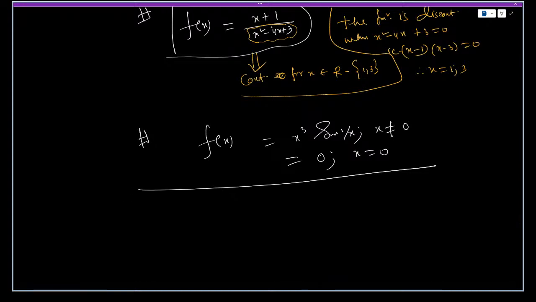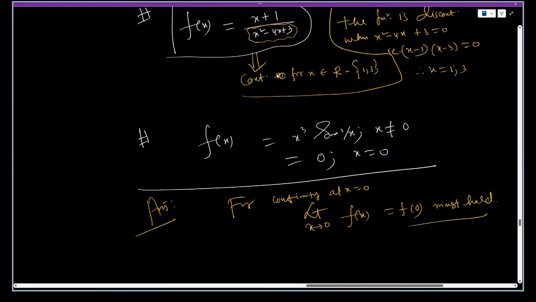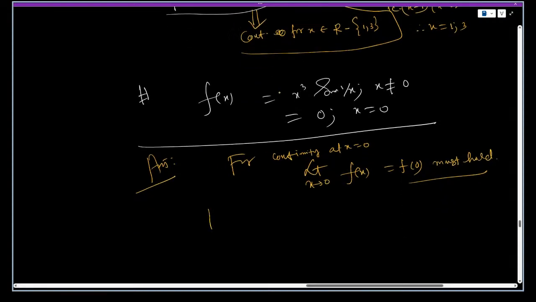So how to answer here? Answer. For continuity, put the statement. Today I am discussing only how to answer both types of questions, no? And discussing with elementary idea. For continuity at x equal to 0, limit x tending to 0 of f(x) equal to f(0) must hold. This one must hold.